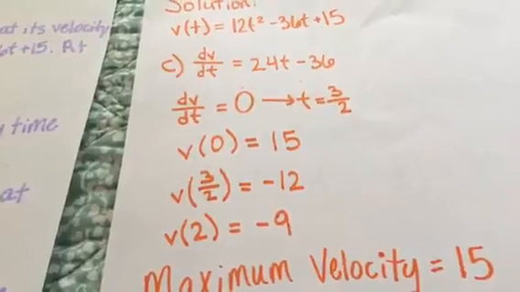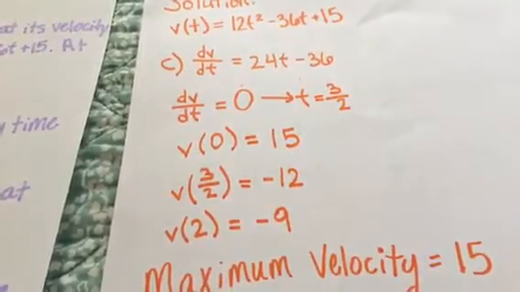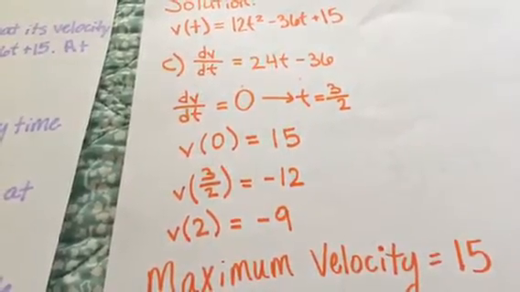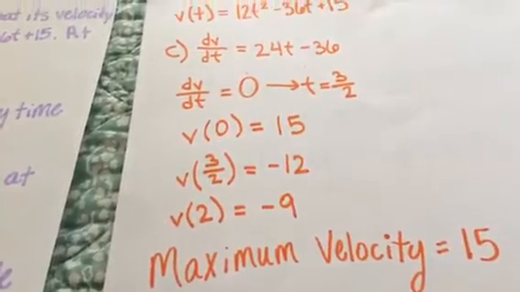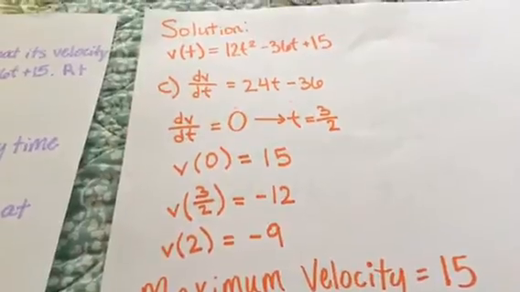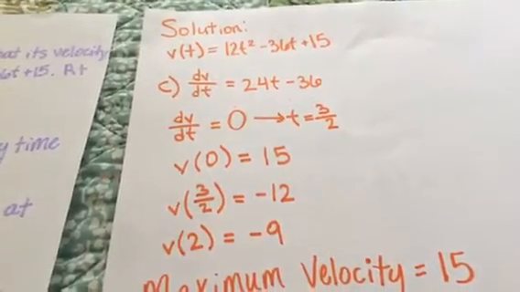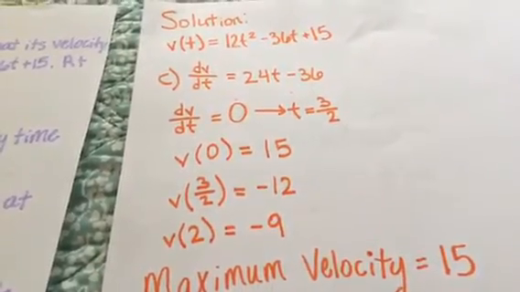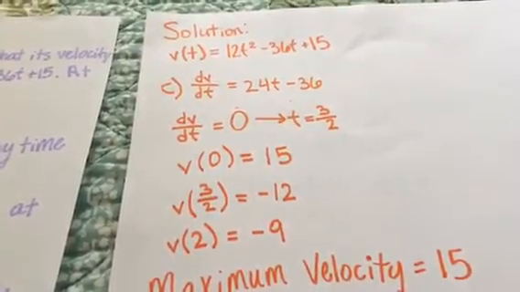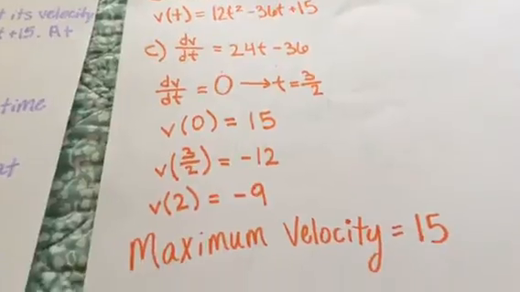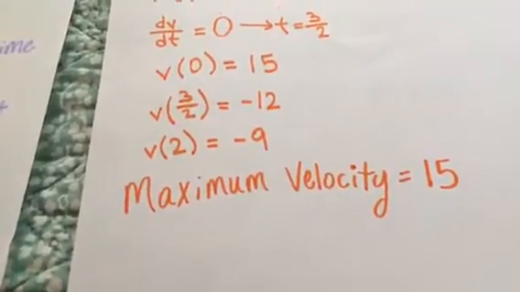0, which is the smallest limit that we have, 3 halves, which is what we just found using dv dt equals 0, and 2, which is our maximum limit. Plug all of these into the velocity equation to find the maximum velocity. V of 0 is 15, v of 3 halves is negative 12, v of 2 is negative 9. The maximum of those numbers is 15.